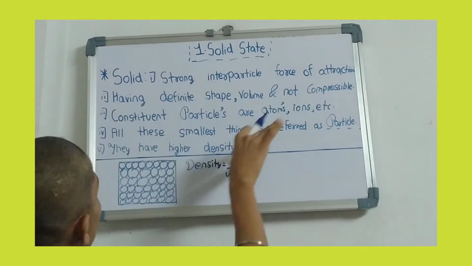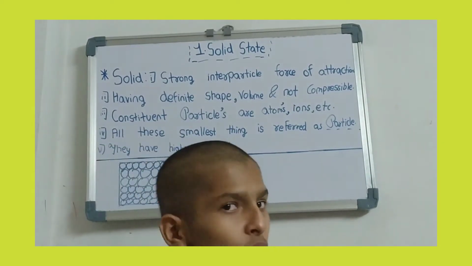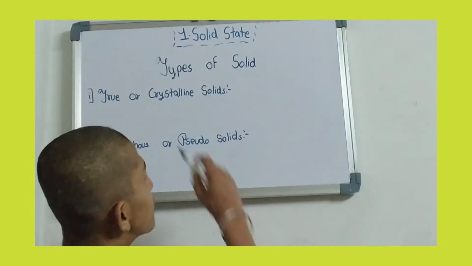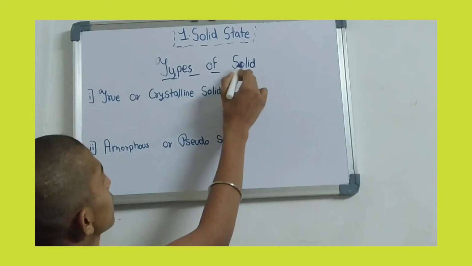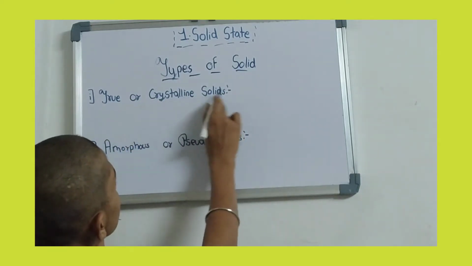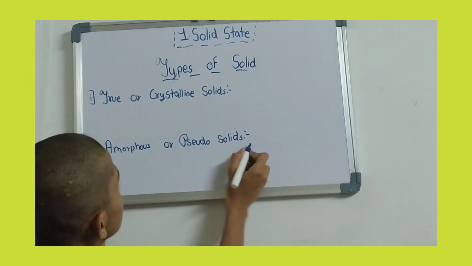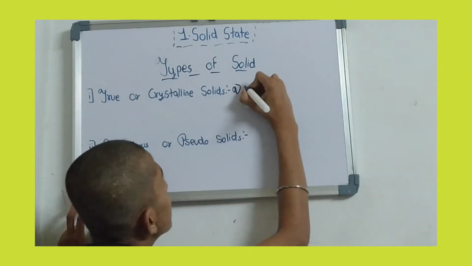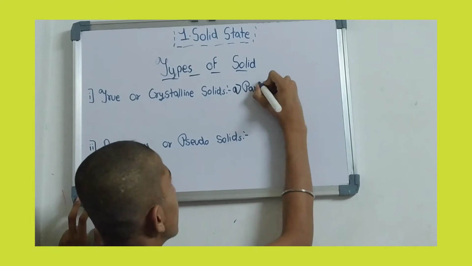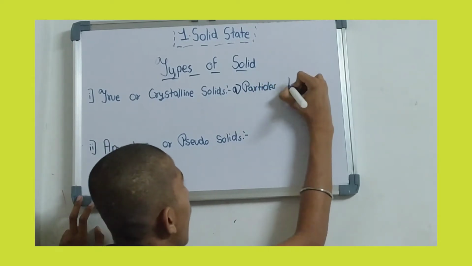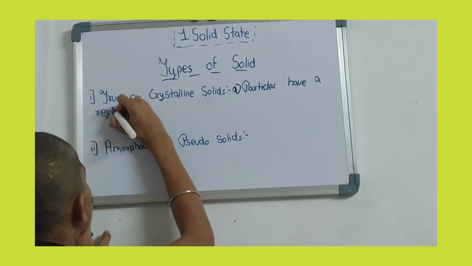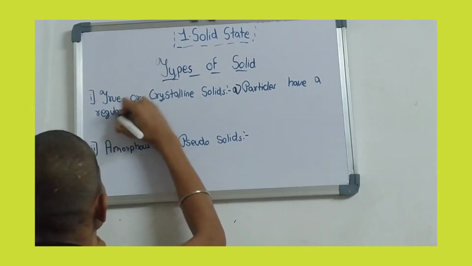Now we have looked at the properties of solids, and now we will look at the types of solids. The first type is true or crystalline solids, and the second type is amorphous or pseudo solids. Let's look at the properties. The first property of a true solid is that the particles have a regular arrangement, a specific arrangement.